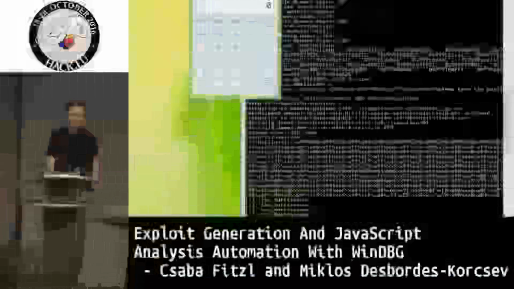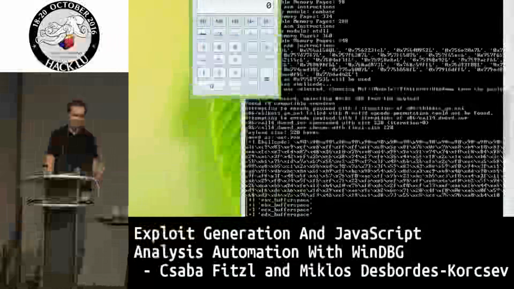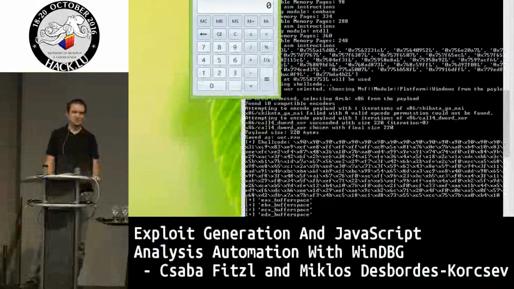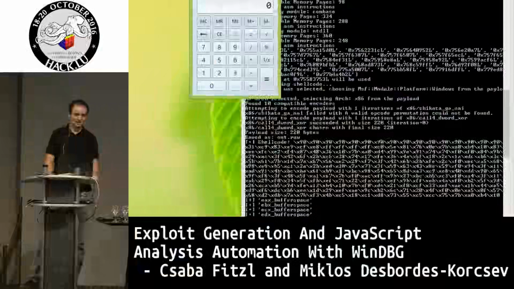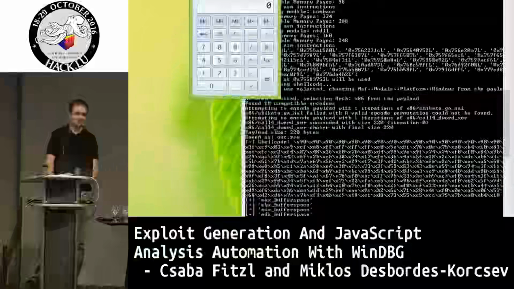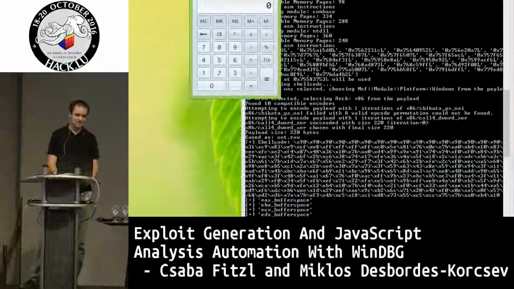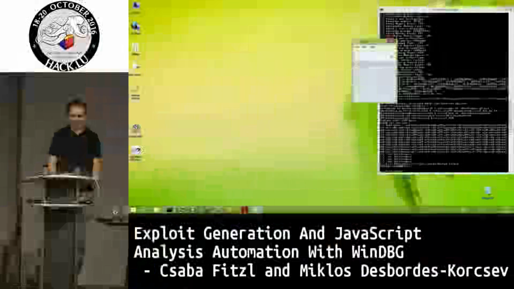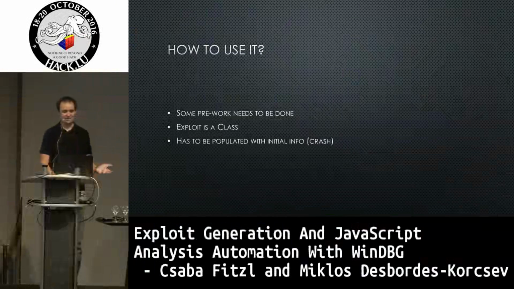And basically, at the end, it successfully crashed the application and can launch Calc. And the only thing I gave to the application initially was the crash information. So how do we use this?